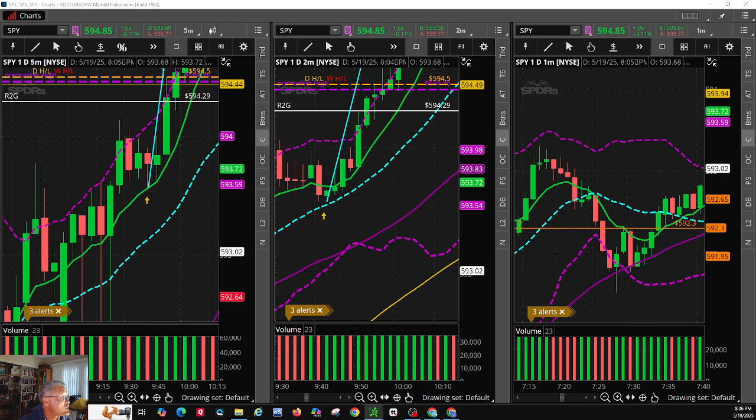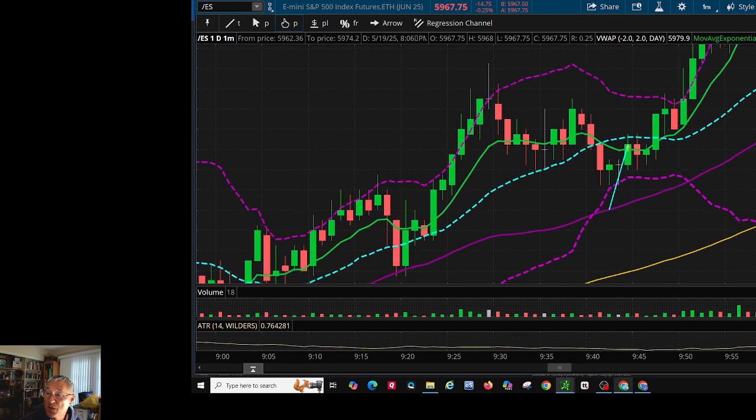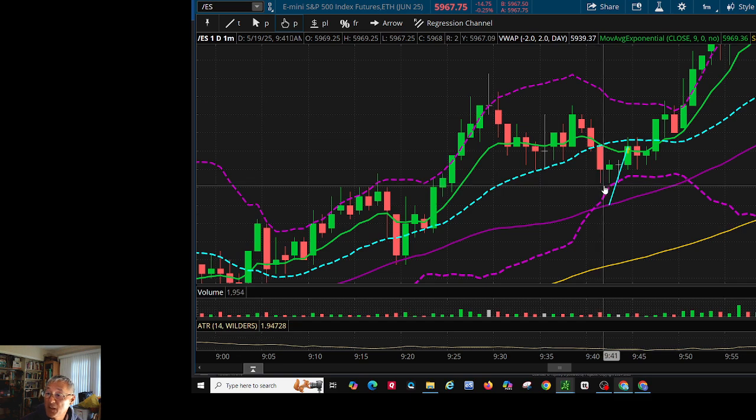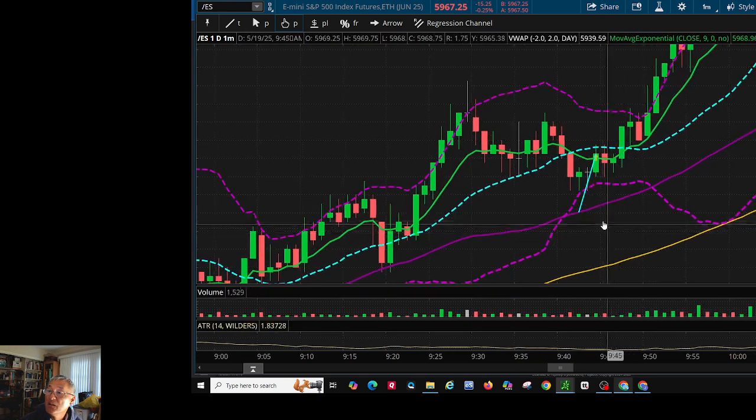So let's go to the ES and look at what it would look like if you were to trade the ES. At the same time we're entering this trade, this is right about here, the 940 mark. 941, 942, okay? You'd want to enter somewhere through here.